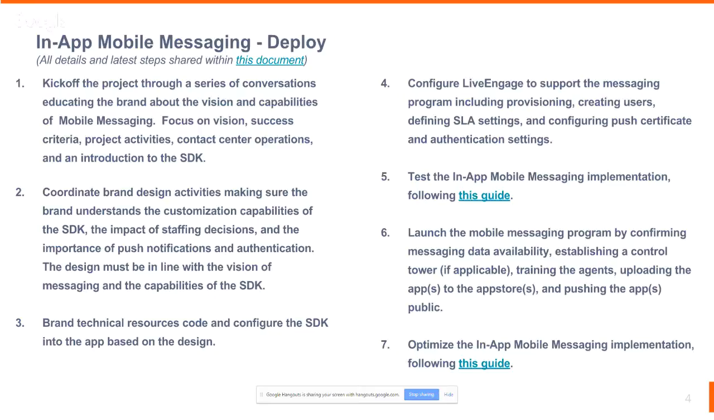We can release the app to the App Store. We can train the agents, establish a control tower if applicable, and then finally push the app live to the public and start taking messaging conversations. Then within the first few weeks, we can start to optimize the mobile messaging implementation following the guide that we have created and linked here.